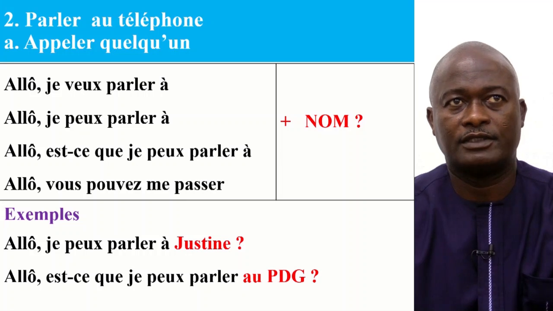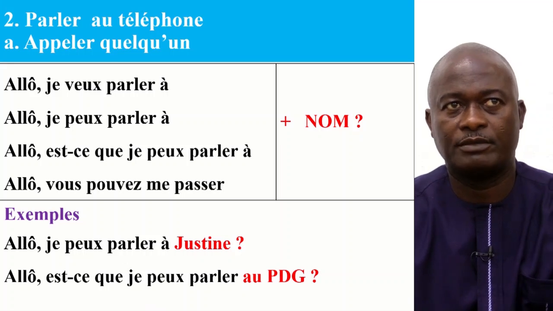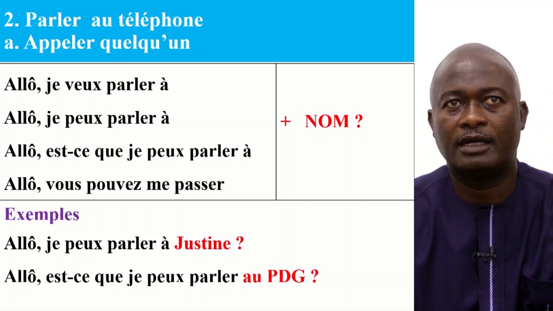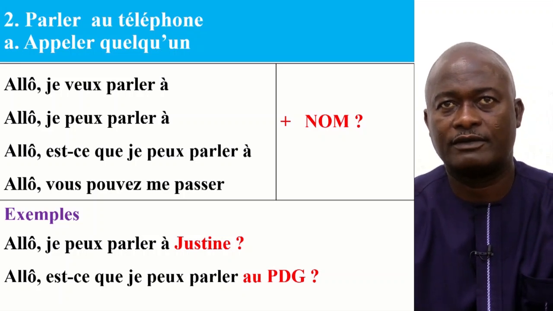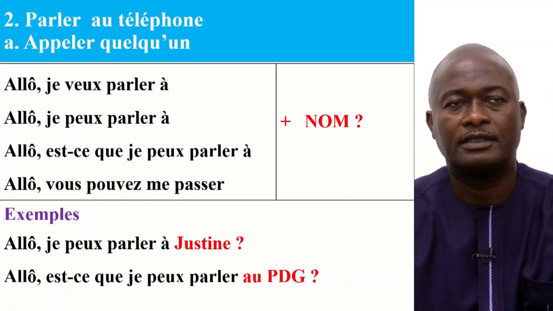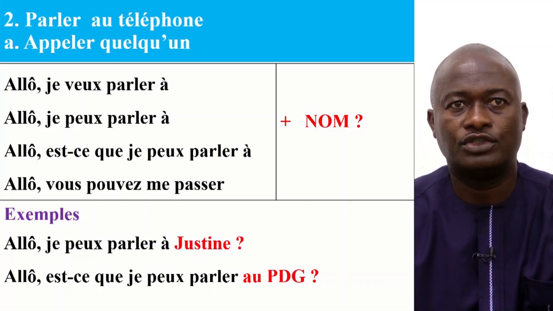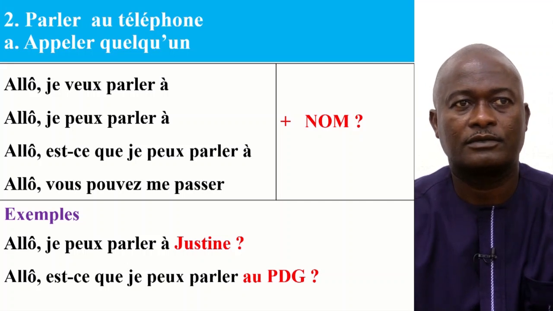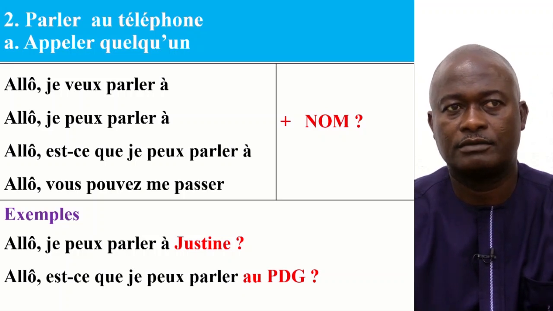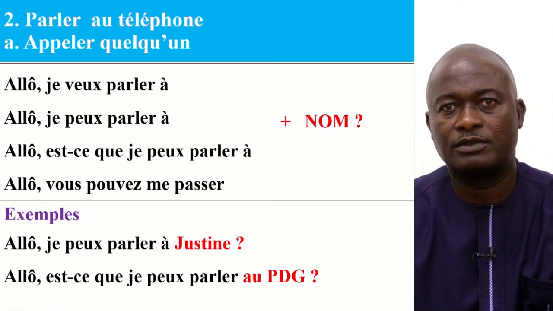How do you make phone calls in French? We say, allô, je veux parler à. You read after me, please. Allô, je peux parler à. Allô, est-ce que je peux parler à. Allô, vous pouvez me passer. Then you add the name. Vous ajoutez le nom de la personne à qui vous voulez parler. Exemple, allô, je peux parler à Justine? Which is, allô, can I speak to Justine? Second sentence, allô, est-ce que je peux parler au PDG? Which is, allô, can I speak to the CEO?